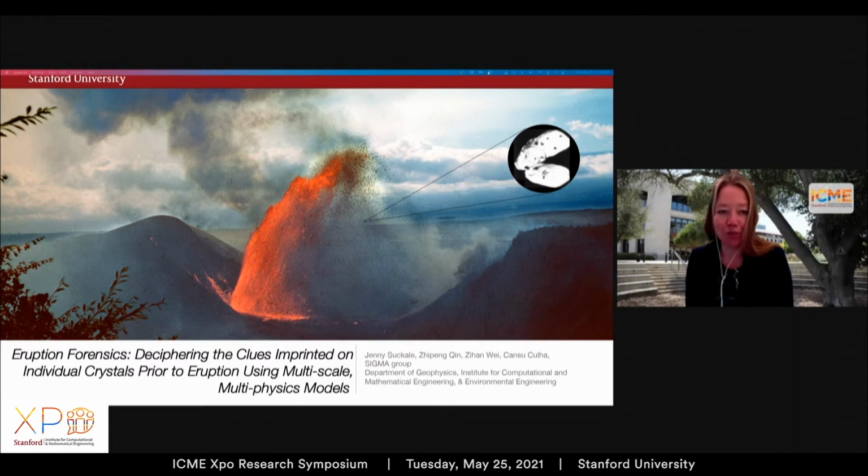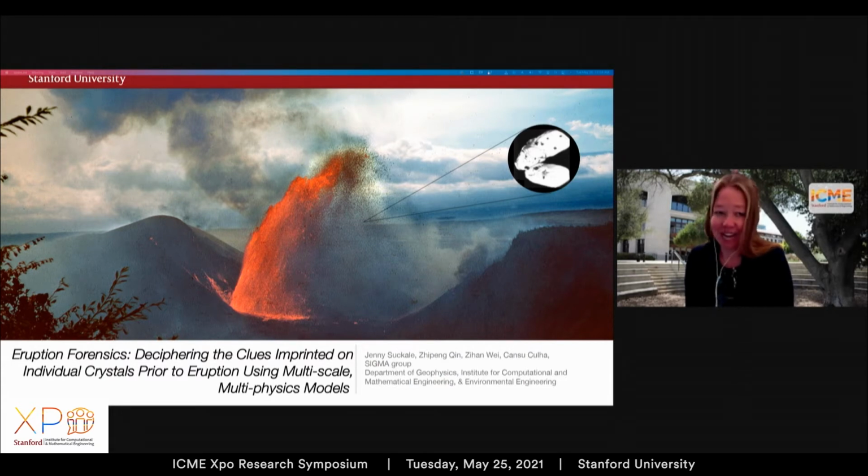What is eruption forensics and why would we need it? Here at ICME Expo, you tend to hear a lot about big data. That's fabulous. Unfortunately, for extreme events, we have a small data problem. These extreme events are very hard to predict. We don't know when they happen. We don't know where they happen. And even if we did know, like, for example, in this case, you're looking at a picture of Hawaii, if we had our instruments there, the events tend to blow them off the mountain. So it's very difficult to get any data on what's happening.